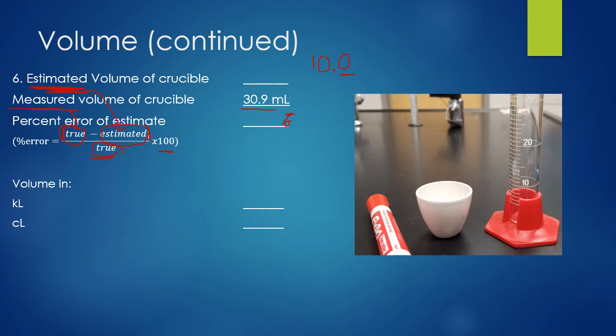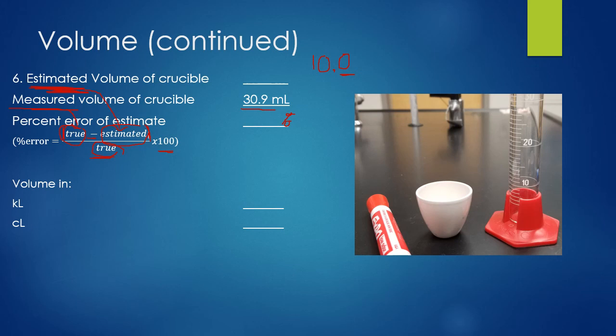Make sure you're also taking into account significant figures when you are reporting your answer for percent error. And remember, we are doing a subtraction, and the rule for subtraction is looking at decimal places, not significant figures as a whole.